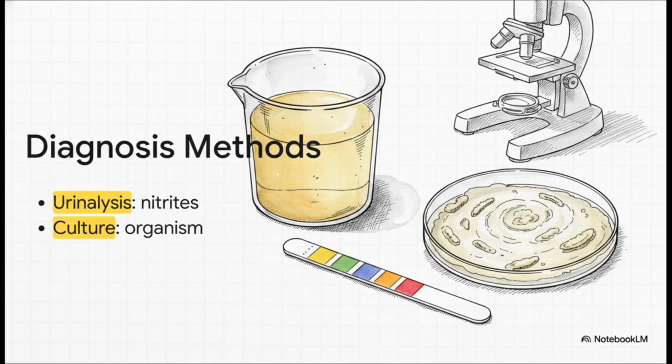A rapid urinalysis dipstick checks for leukocyte esterase, which is an enzyme from those white blood cells, and nitrites, which many bacteria produce. But the absolute gold standard is the urine culture. We take the urine, we grow the bacteria in the lab to see exactly which organism is causing the trouble, and, most importantly, we test it against various medicines to determine antibiotic sensitivity. We absolutely have to know which specific weapon will neutralize this specific invader.